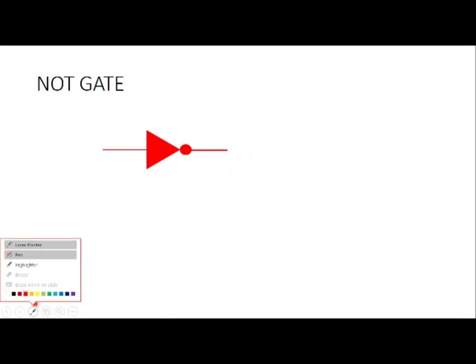Now let's see about the NOT gate. First you have to draw a triangle, something like this, the shape, and then a circle in front of the triangle, and the output, this is the output, and then the input. So this is the input and this will be the output of the NOT gate. So we can name the input as A and the output as F. One input and one output.